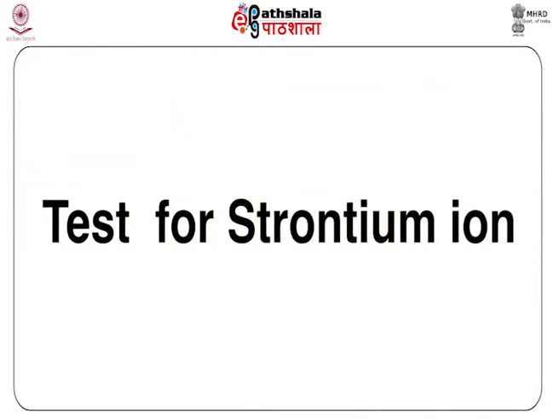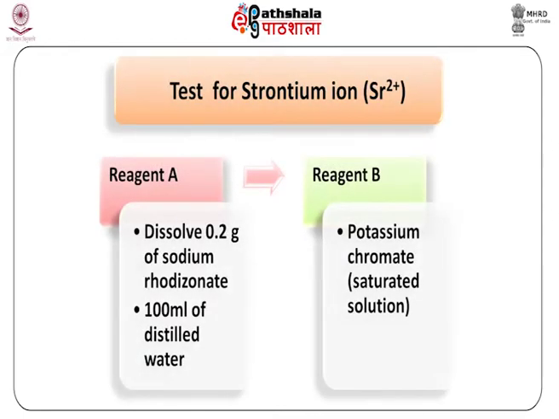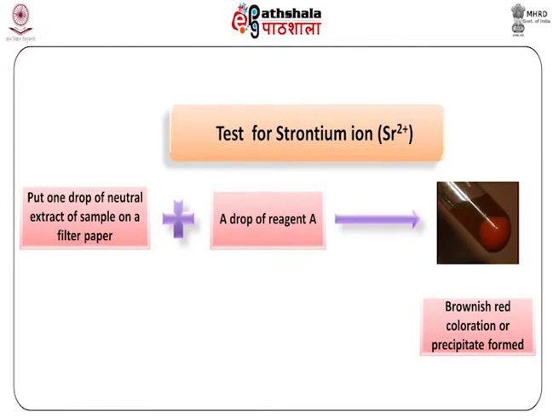Next is the test for strontium ion. Reagent A is prepared by dissolving 0.2 grams of sodium rhodizonate in 100 milliliters of distilled water. Reagent B is a saturated solution of potassium chromate. Put 1 drop of neutral extract of sample on a filter paper or on a spot plate. Add a drop of reagent A. A brownish red coloration or precipitate is formed, which indicates the presence of strontium.